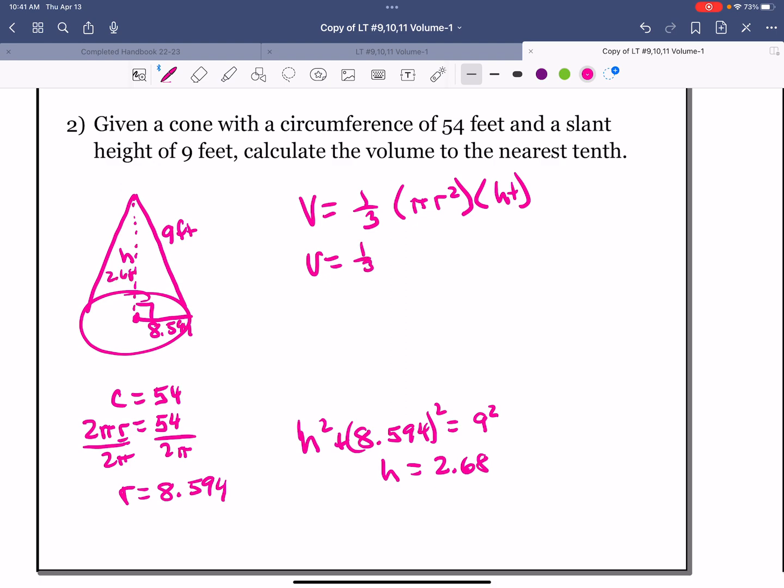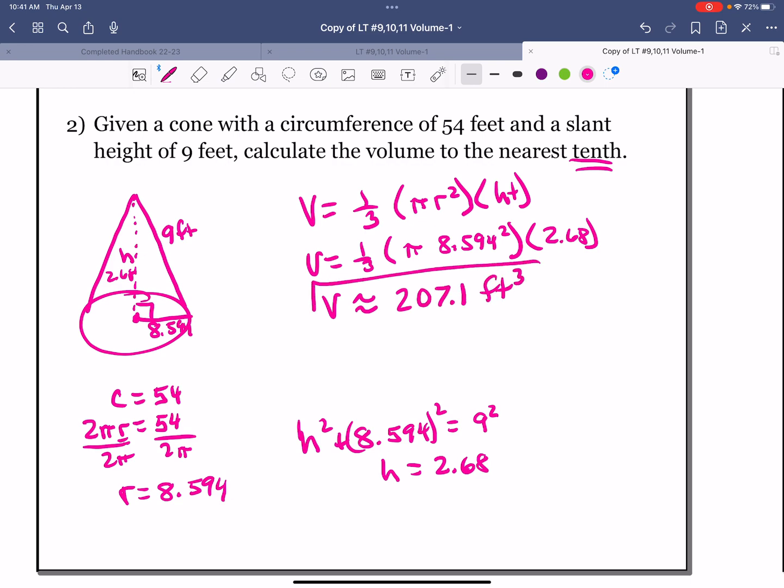So we've got 1/3 times pi times the radius, which is 8.594 to the best of our ability, getting that, times 2.68. So this is going to be approximately, we type all that in, it says to the nearest tenth, and we get 207.1 feet cubed.